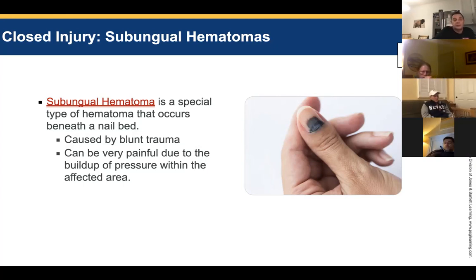Subungual hematoma, a special type of hematoma that occurs beneath the nail bed. Everybody, I think, has probably experienced this. They've hit their nails hard enough that they've caused that blood loss underneath the nail. Lots of pressure can build up underneath there. It sometimes needs to be relieved, and you can take a hot needle and poke a hole in it. That's not our job, but people have even had to have it drilled by their doctor to relieve that pressure under there if it gets so bad.